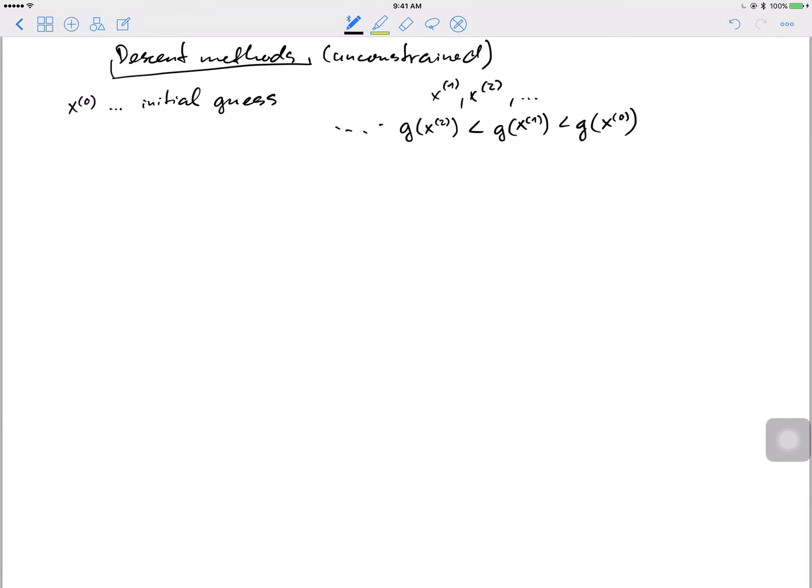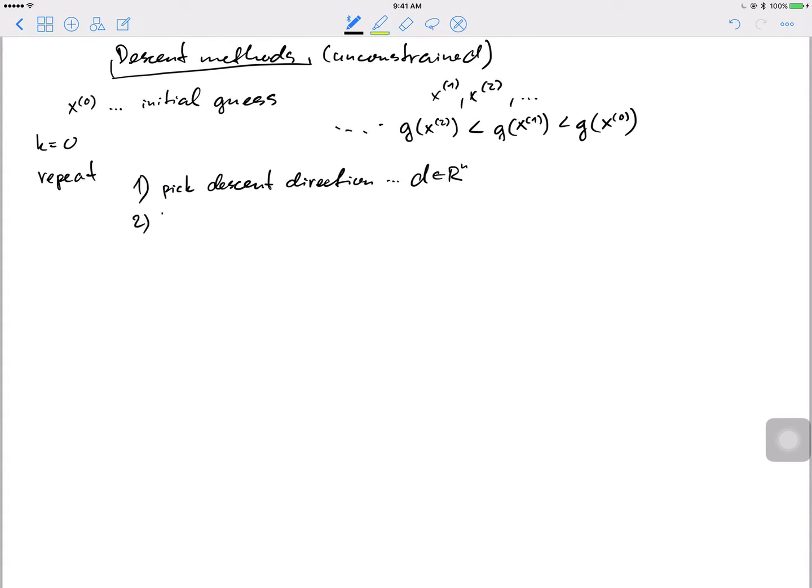All of the descent methods, and there are a lot of them, have the same structure. So the pseudocode could be written like this. You start with k equals 0, and then you have a loop, repeat. The first step is to pick a descent direction, and I will call that d. That will be an n-dimensional vector if our cost function is n-dimensional.